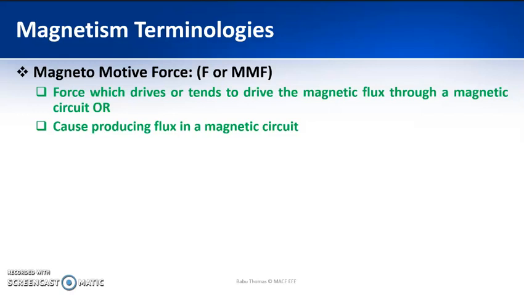Next term is magnetomotive force. It is also known as capital F or MMF. It is nothing but the cause which is producing the magnetic flux in a magnetic circuit. Or we can say it is a force which drives or tends to drive the magnetic flux through a magnetic circuit. We can imagine magnetomotive force as an equivalent terminology to voltage. It is because of the voltage that a current is flowing in the circuit. Similarly, it is the magnetomotive force which is producing the flux in the magnetic circuit.